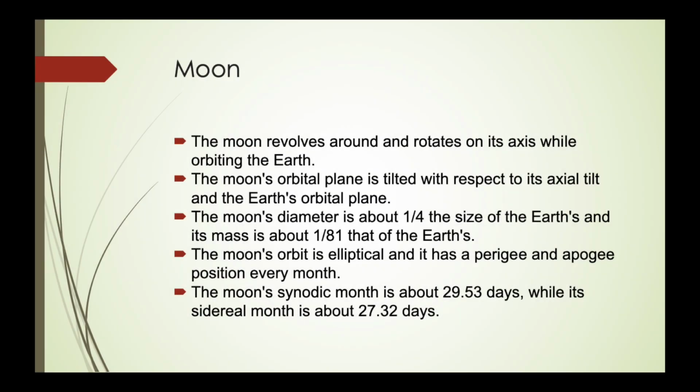The Moon. The Moon revolves around and rotates on its axis while orbiting the Earth. The Moon's orbital plane is tilted with respect to its axial tilt and the Earth's orbital plane. The Moon's diameter is about a quarter the size of the Earth's and its mass is about 1/81st that of the Earth's. The Moon's orbit is elliptical and it has a perigee and apogee position every month. The Moon's synodic month is about 29.53 days, while its sidereal month is about 27.32 days.